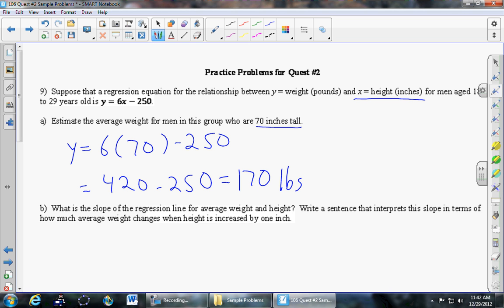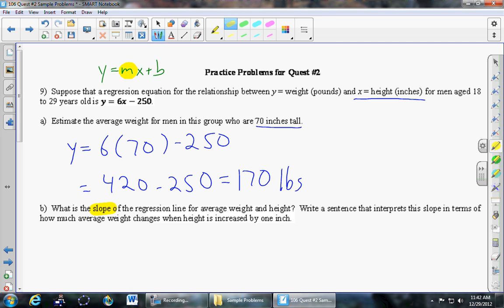Part B, what is the slope of the regression line for average weight and height? Write a sentence that interprets this slope in terms of how much average weight changes when height is increased by 1 inch. So one of our equations for a line is y equals mx plus b. And it happens the line that we're given here is in exactly that form. So the question is, what's the slope?